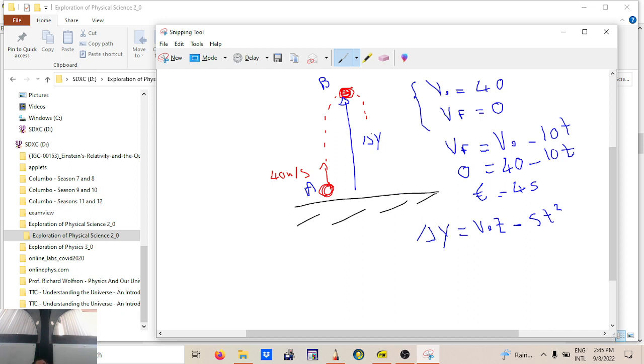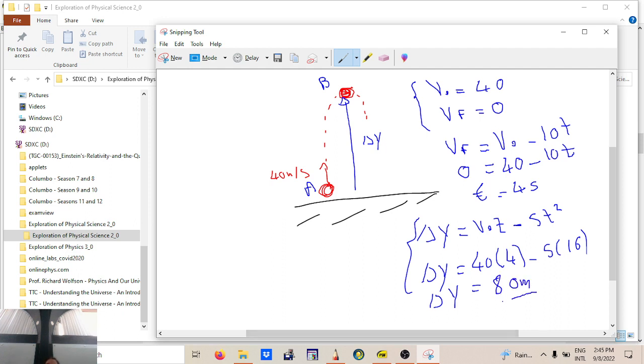We're going to see that in more detail. I'm just giving you the idea. So delta y is going to be what? 40 times 4 minus 5 times 4 squared, 4 times 4 is 16. So it's going to be what? 80 meters. Okay? Is that clear?